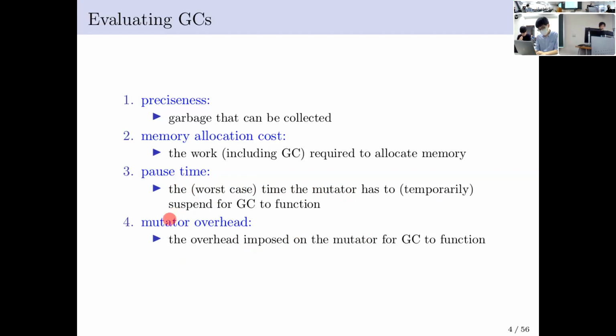And the last one is something called the mutator overhead: the overhead imposed on the user program for the garbage collector to function properly.